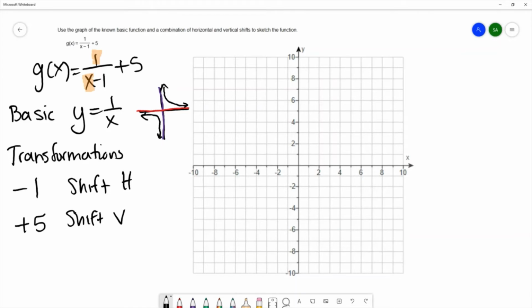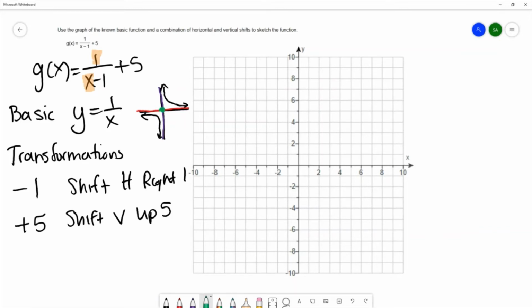Horizontal is left and right. The minus is right. We're going to move to the right one. And the plus 5, being a vertical shift, is either up or down, and because it's plus, it's up 5. I mentioned the horizontal and vertical asymptotes because those will help us shift drawing the graph. So my horizontal and vertical asymptote meet right here at the origin at 0, 0.